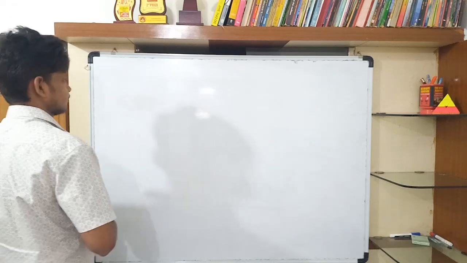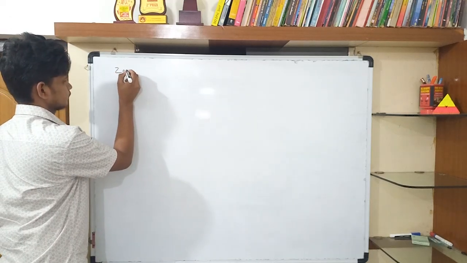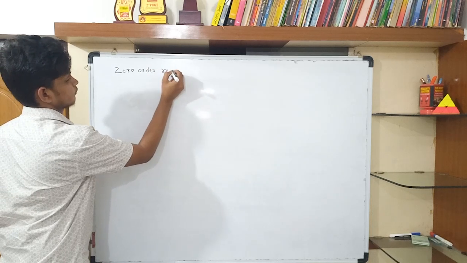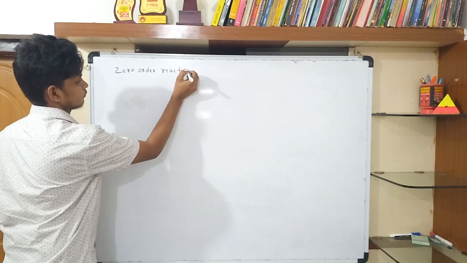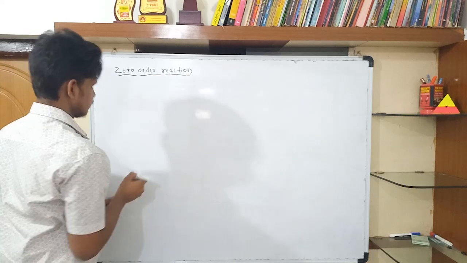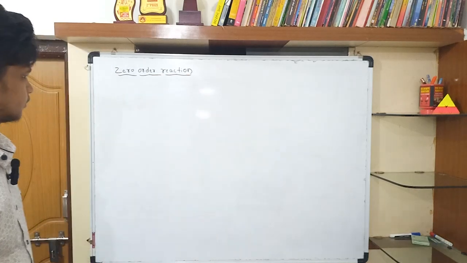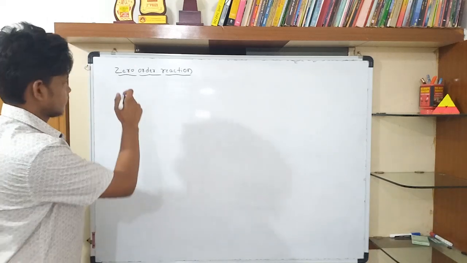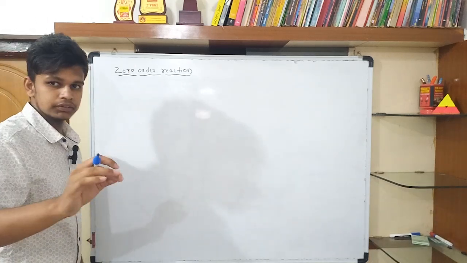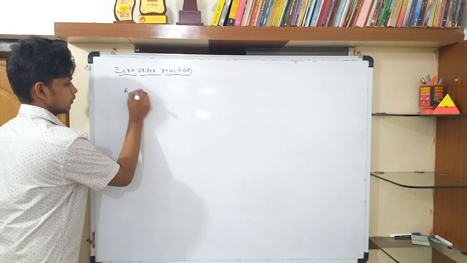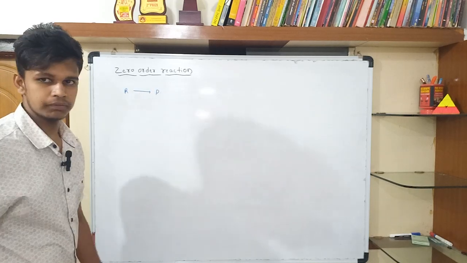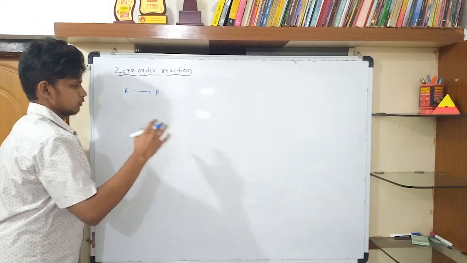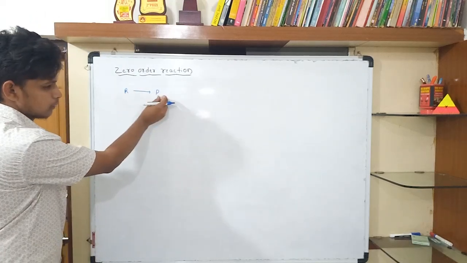First I am going to tell about the zero order reaction. It is a very easy derivation. You can easily solve it by knowing this. Let us solve now. If it is a zero order reaction, you have to write reactant to product directly. In the examination you have to write this much. After that I am going to show the steps. Here reactant gives product.